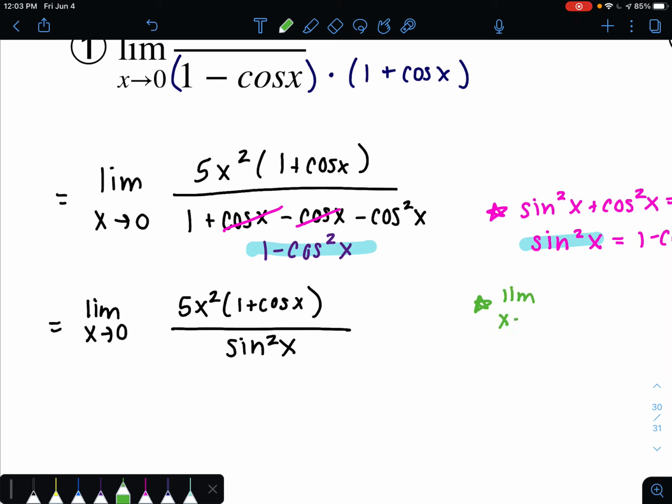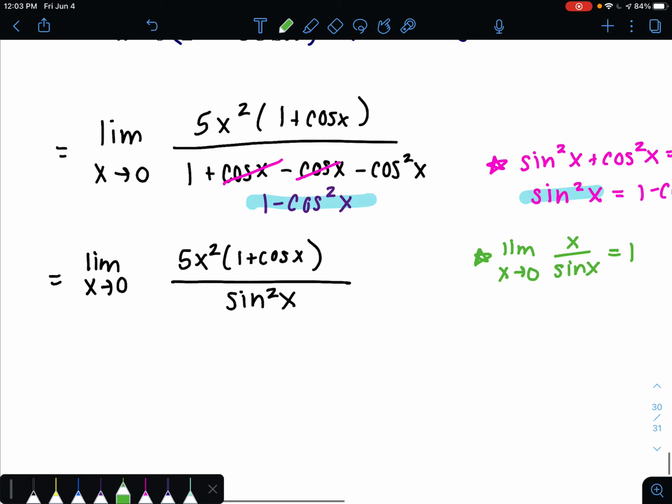Okay. So now thinking back to our special trig limits, we know that the limit as x approaches 0 of x over sine of x is equal to 1. Typically we write it as sine of x over x. It doesn't matter though, because the reciprocal of 1 is still 1. So what we're going to do is manipulate what we currently have, because it looks a little bit like x over sine of x. We're going to use some limit properties to pull this thing apart.